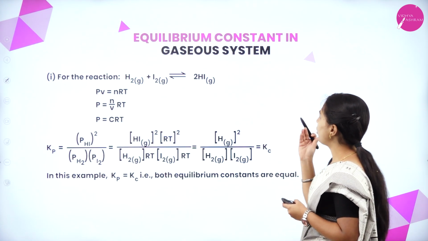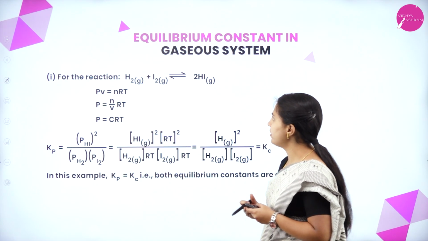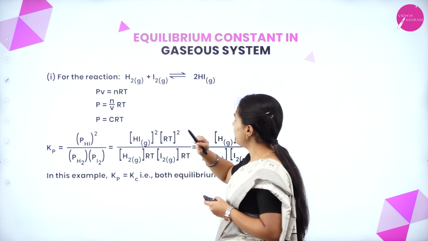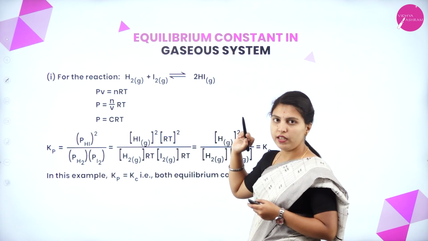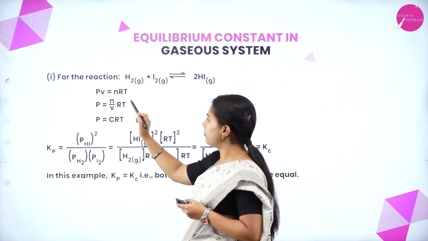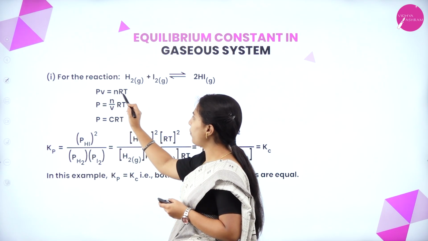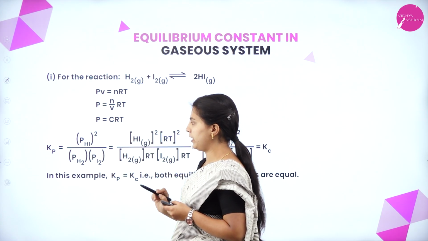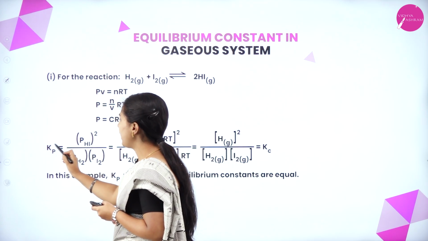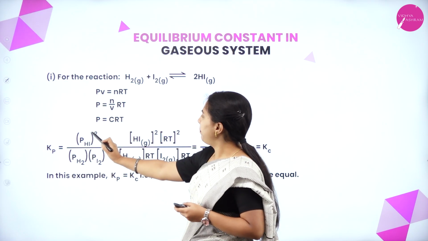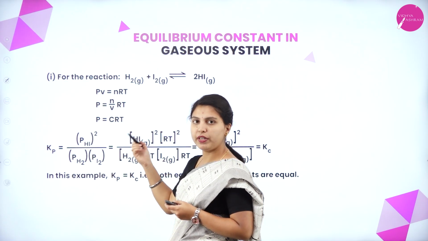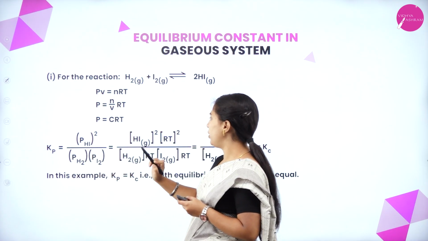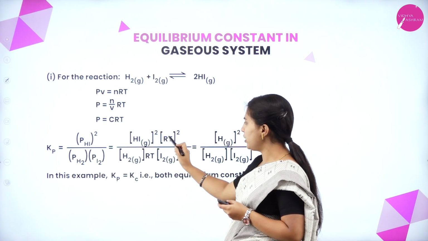Next, equilibrium constant in gaseous state. For the reaction, hydrogen and iodine will form hydrogen iodide. So, the same formula we have to use. PV equal to nRT, P equal to n by V into RT, P equal to CRT. What are they showing here? Kp equal to (PHI) to the power 2 by PH2 into PI2 equal to HI in gaseous state into RT.